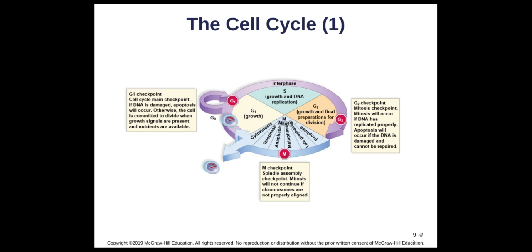And then there's this mitosis checkpoint, or M check, or stop point, when the spindle fibers are all assembled and the chromosomes are lined up before they are pulled apart. If they're not lined up properly, we will stop mitosis.